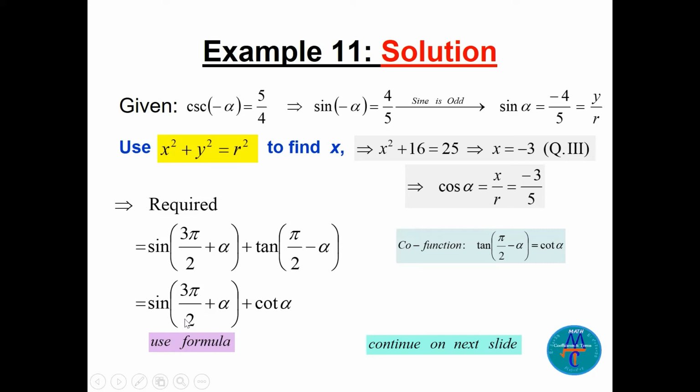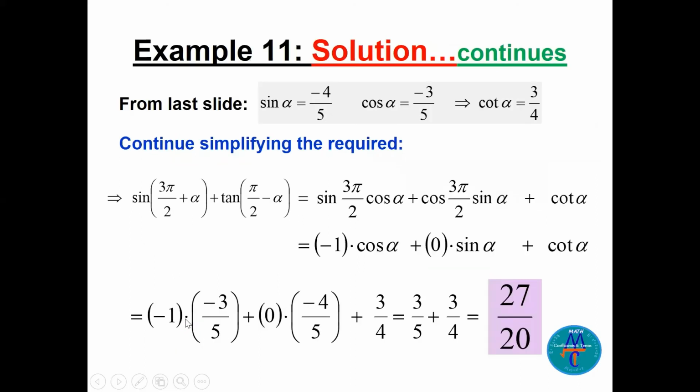Now use the formula for sine of u plus v. So it will be sine of 3 pi over 2 cosine of alpha plus cosine 3 pi over 2 sine of alpha, plus cotan of alpha for all this term. Sine 3 pi over 2 is minus 1. Cosine 3 pi over 2 is 0. So this becomes 0, and this is minus cosine alpha.